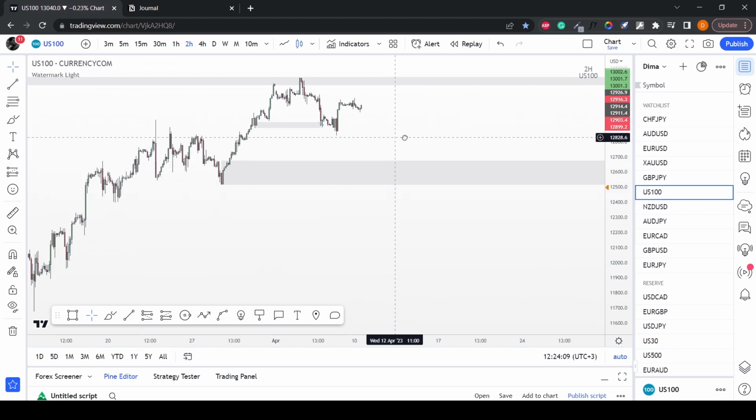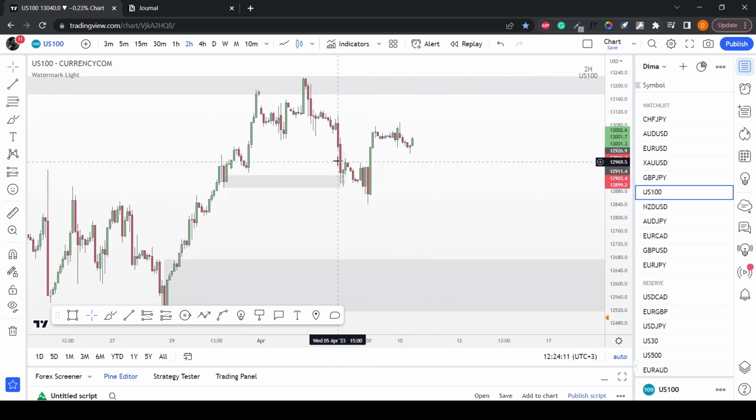It's basically not a clear movement, so just a bullish push, and now it's here. And that's all for this week.